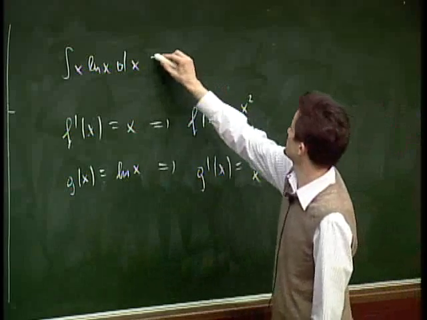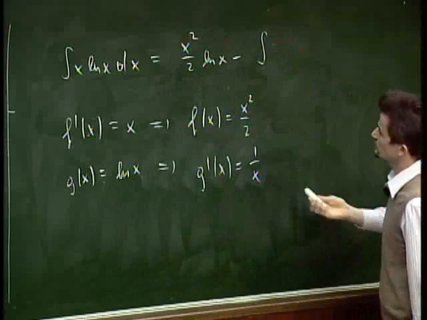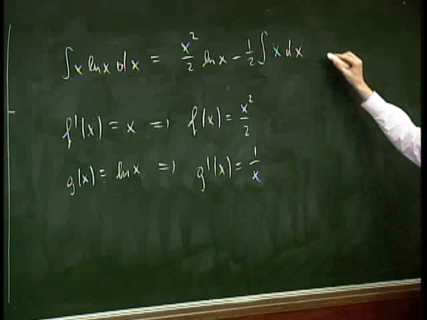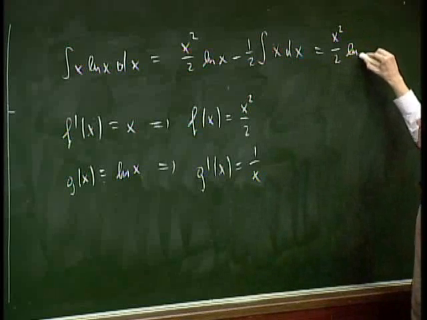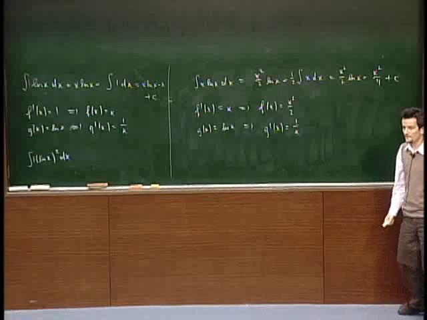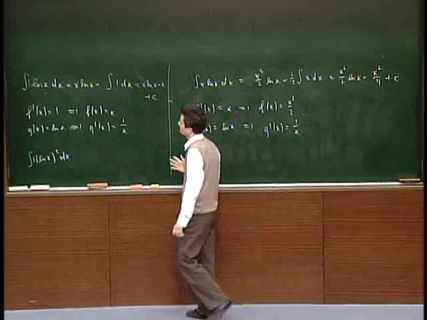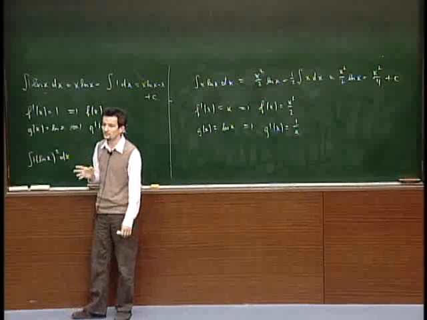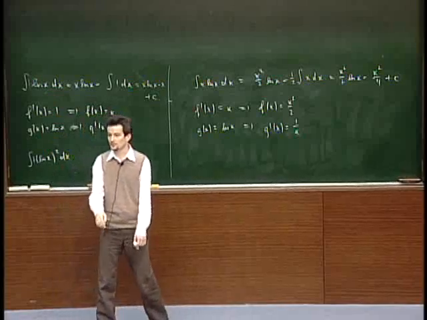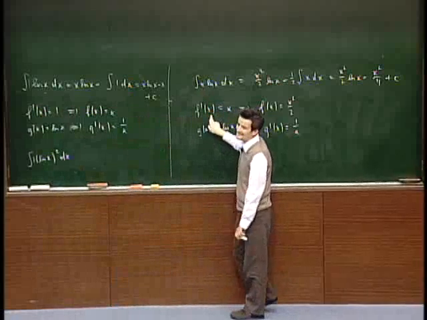So what you get is x squared over 2 times ln of x minus the integral. And the remaining integral, you take out 1/2, it's very easy. So what you get is x squared over 2 times ln of x minus x squared over 4 plus a constant. So you see, whenever you see a ln of x, it might be a good choice to choose ln of x to be the g of x. Not necessarily, but it might be. Because in this case, we chose the x to be the function to be integrated.